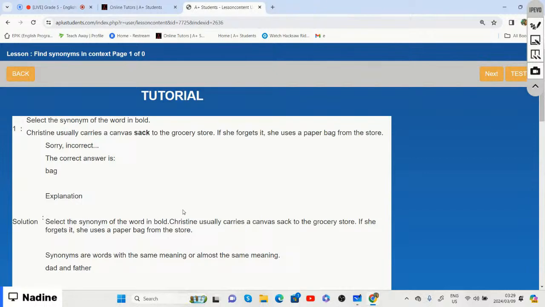All right. It says we need to select the synonym of the word in bold. Sack. So Christine usually carries a canvas sack to the grocery store. If she forgets it, she uses a paper bag from the store. So sack, right? We need to find another word that is similar to sack.